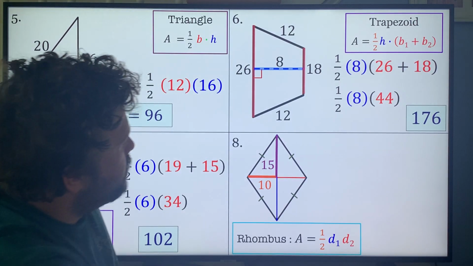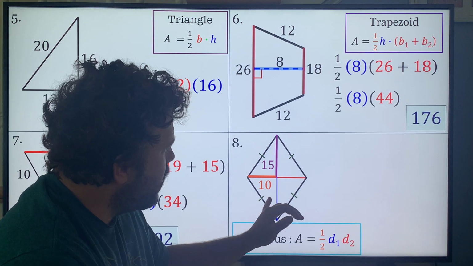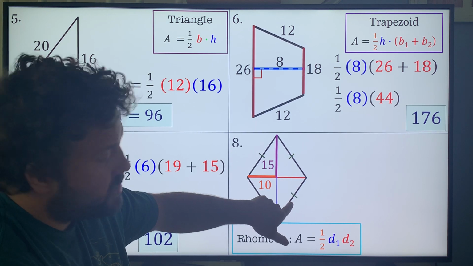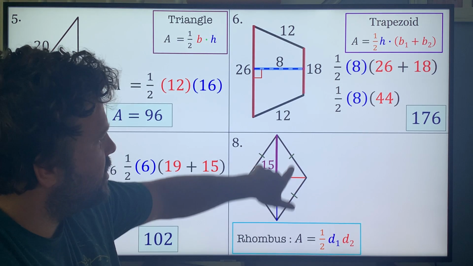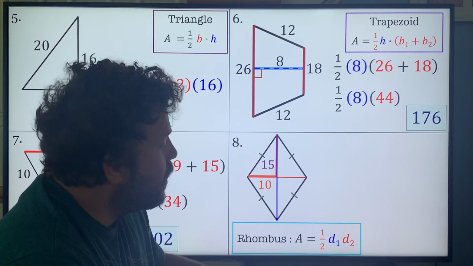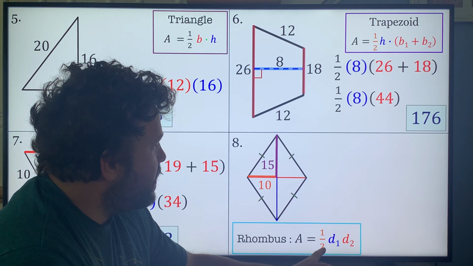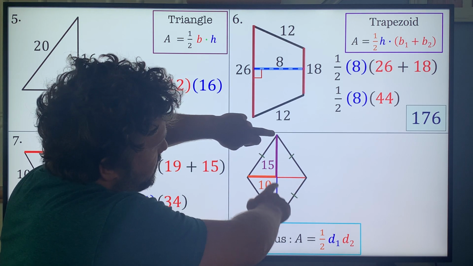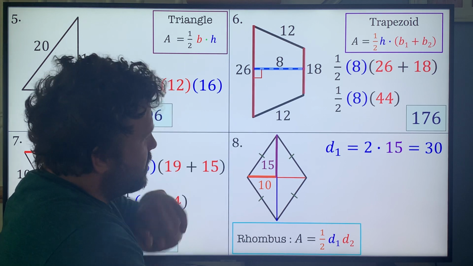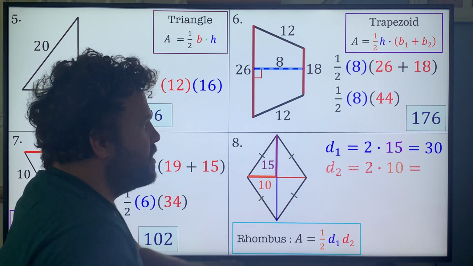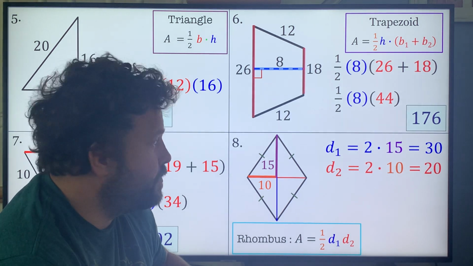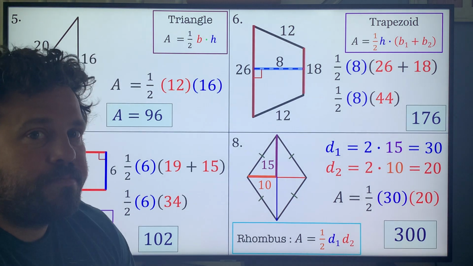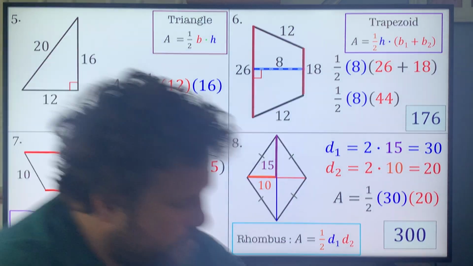Number 8. Kite or a rhombus. Now, why is it a rhombus, not a kite? It would have been a kite if these two different pairs were different sizes. But since they're equal, it's a rhombus. So, what do we got here? Rhombus, 1/2 of the whole diagonal times the whole diagonal. Now it says 15 is this diagonal, so we have to multiply it by 2, and diagonal 1 is 30. 10 is this piece, so you have to multiply that by 2, and 2 times that is 20. 1/2 of 30 times 20, which is 300. Not too terrible, is it?